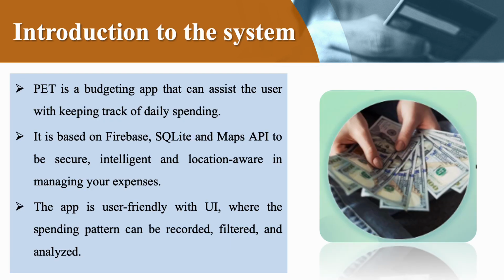Now coming to the introduction to the system, this slide indicates the essence and the major functionality of the PET mobile application. It allows regular tracking and management of the daily expenses of the user, while integrated technologies such as Firebase, SQLite, and the Google Maps API make the app secure and location aware in terms of data handling. It has an intuitive interface with functions to record and filter expenses and present data in useful charts to analyze.